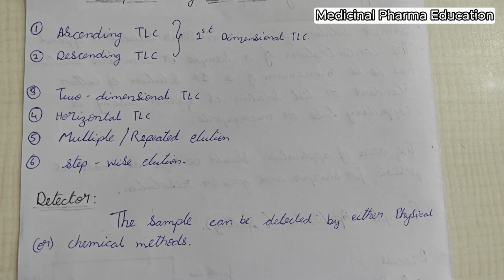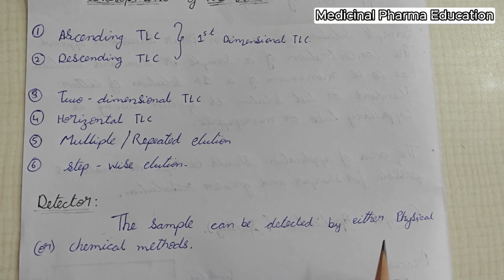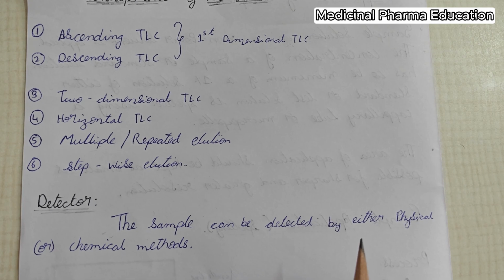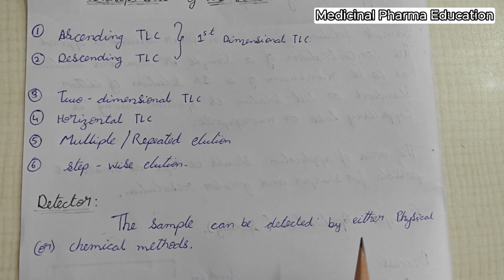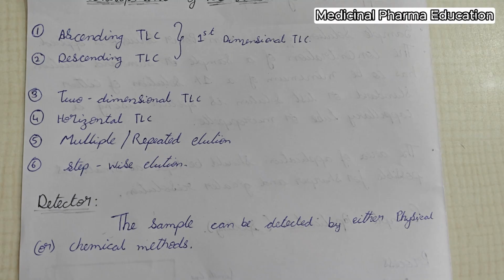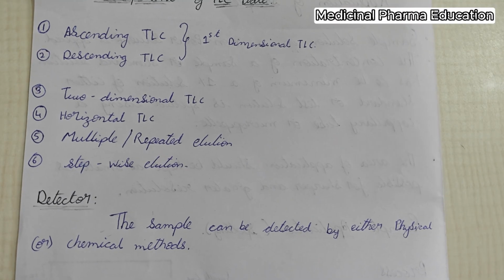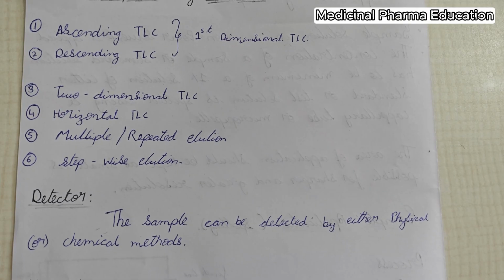Multi or repeated elution is nothing but, I'll just tell you the process. Ascending, descending, or two dimensional, horizontal. Next, multi or repeated elution. Repeated means we repeat the process until we get the result. That is called repeated or multi elution.